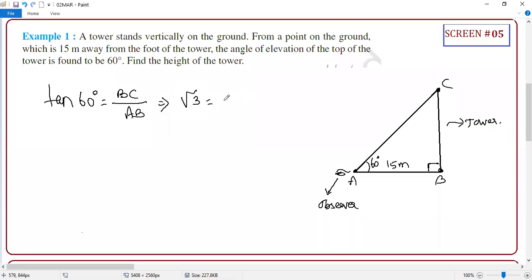Root 3. BC equal to what, student? BC equal to what? Height of the tower. Maybe you can mark it as H. So height of the tower, H. And AB equal to what? 50. Done. Now H equal to what? 15 into root 3 meter.